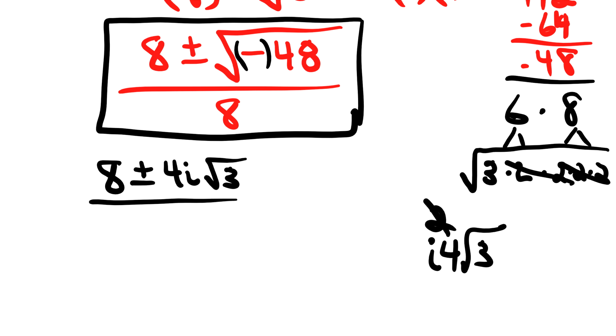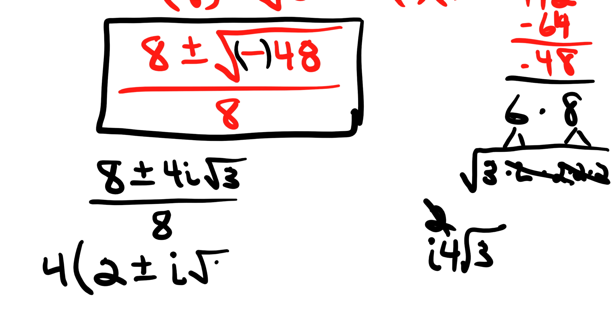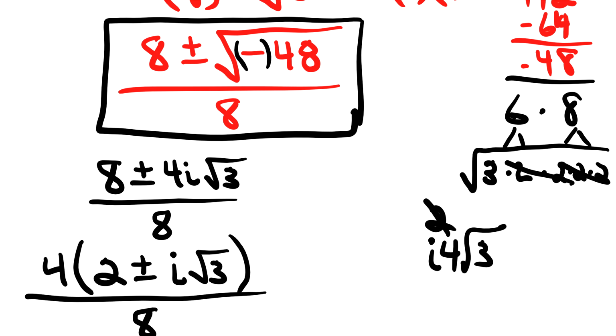And that's all going to be over 8. Okay. Now I want to factor out the top here, and I can factor out a 4, it looks like. So if I take out a 4, I'll leave the I there. When I take out the 4 and divide back what's left over, I've got 8 divided by 4 is 2, and that's plus or minus 4I divided by 4 is I, square root of 3. And that's all going to be over this here 8.